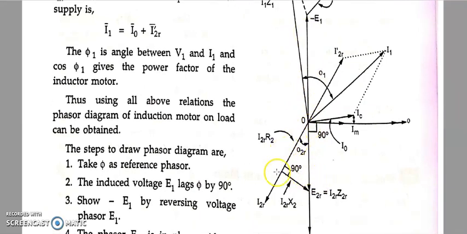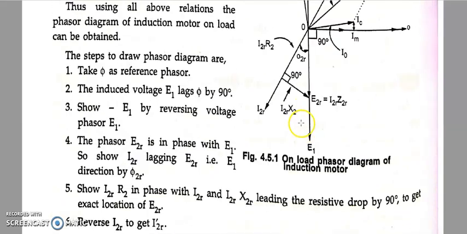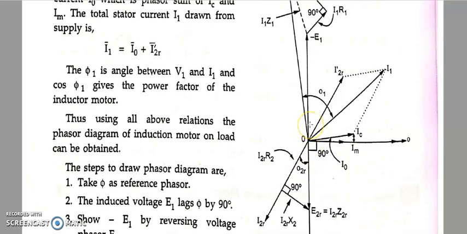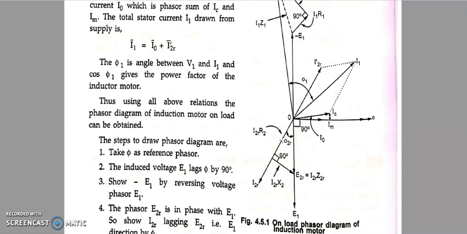But make sure you draw I2R2, because it's a resistive drop. Next, I2X2 is an inductive drop, at 90 degrees. So the summation of this will give you I2R into Z2R, and I2R into Z2R is nothing but E2R itself. So by doing this, we accounted for E2R. This is done. So this is the phasor diagram on load condition. Basically it's a lagging load. Similarly, you can draw for leading, and similarly for no load condition as well.